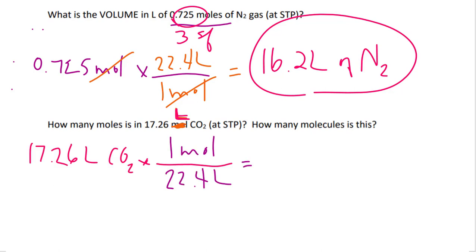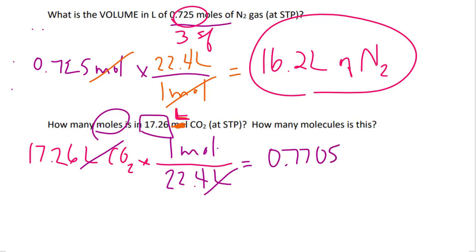All right, hopefully you set up, again, what do I want? I want moles. So moles is on top. What have I got? I've got liters, so that my liters and liters will cancel. And we should get, again, looking that I do have 4 sig figs here, 0.7705 moles of CO2.